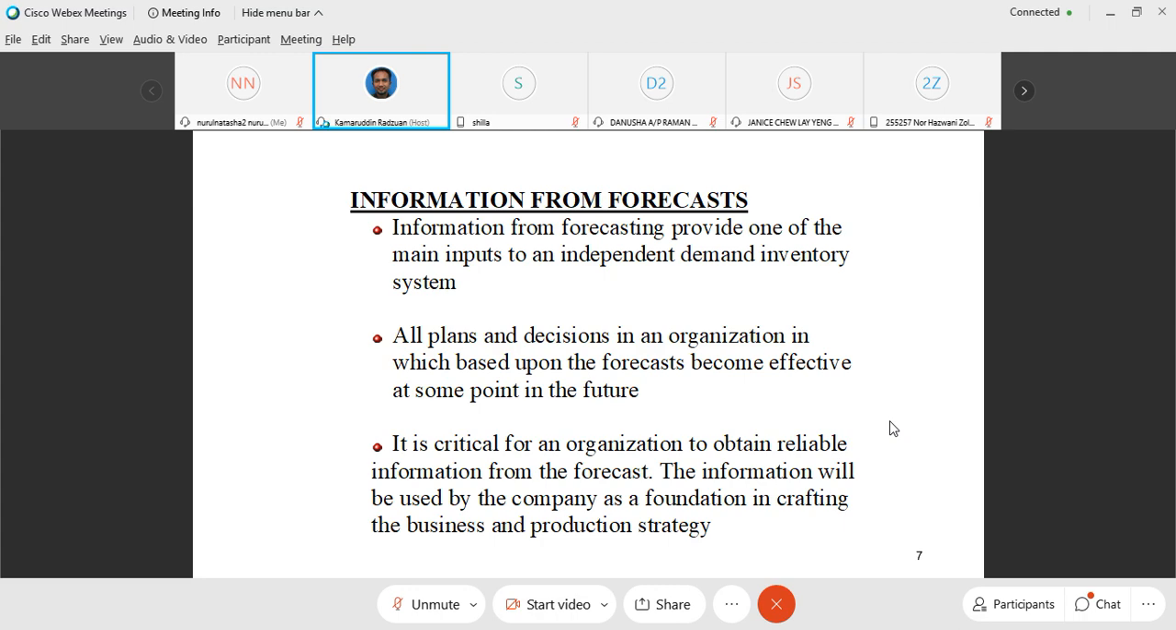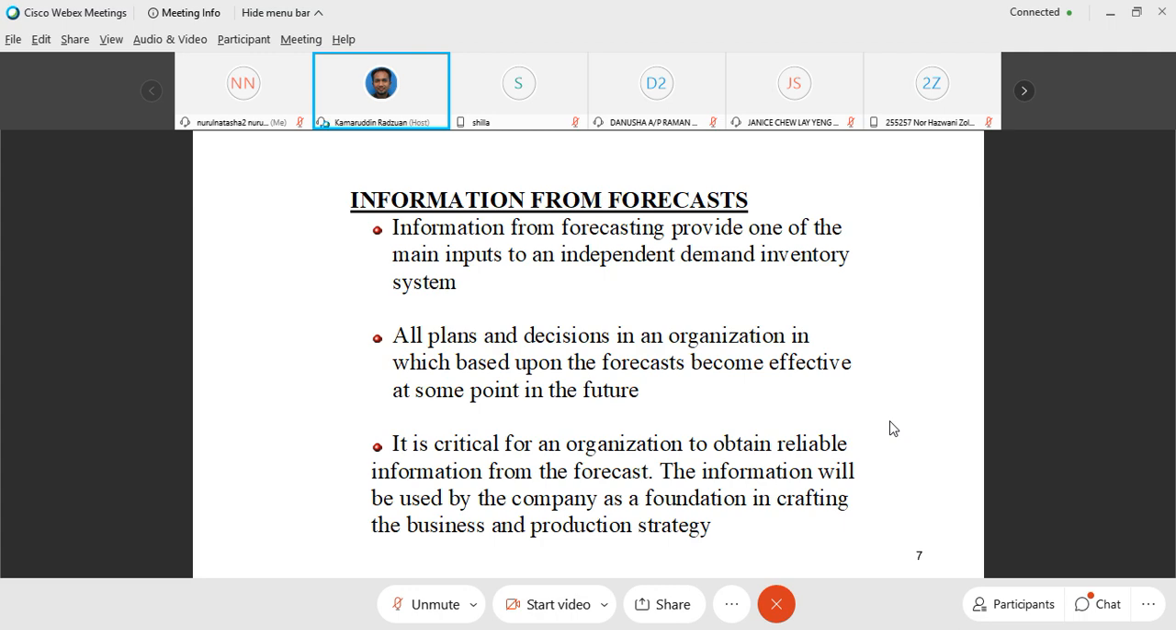Information from forecasting can provide one of the main input to independent demand inventory system. And all plans, decision in organization in which based on the forecast become effective at some point in the future. It is critical for organization to obtain a reliable information from the forecast, and the information will be used by the company as foundation in crafting the business and production strategy.